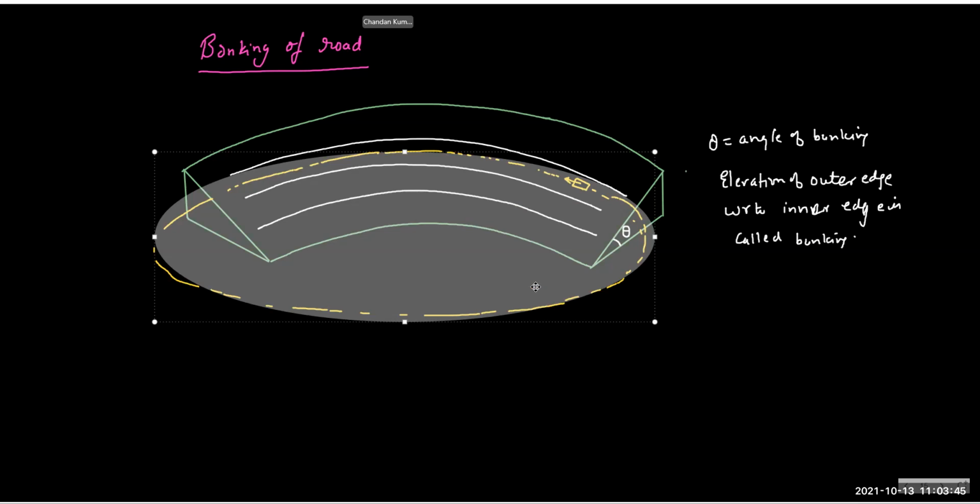The plane of motion is not the shape of the track. The plane of motion is how you are negotiating the path. So even though the road is banked, the path is not banked. The path is still horizontal.